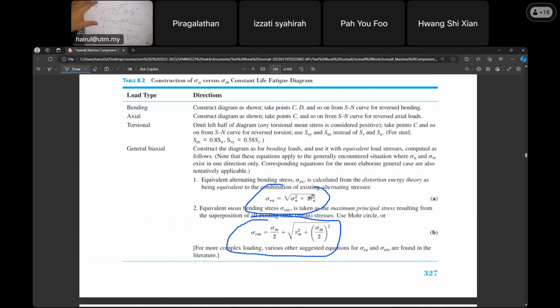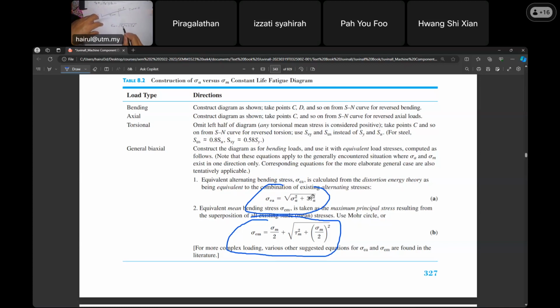If you look in the textbook, sigma EA, guys, are you watching or not? Look, a little more. In our case, the equation is sigma EA equal to the square root of sigma amplitude squared plus 3 tau amplitude squared, because in our case, at section B, we have both bending and torsional stress. We need to find the sigma E equivalent amplitude, the equivalent alternate, EA, and then the mean, sigma EM. For sigma E alternate, we combine both bending stress and torsional stress.